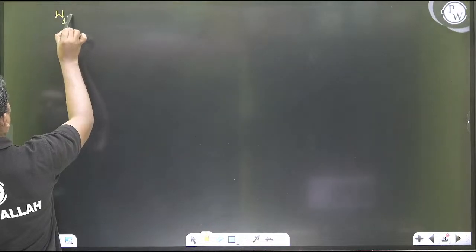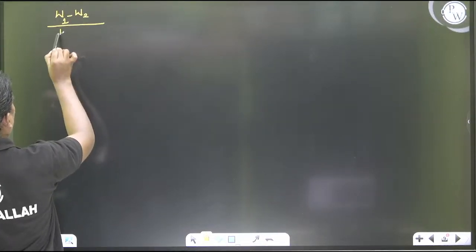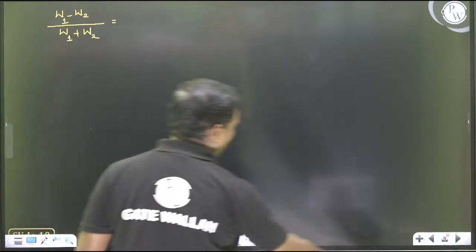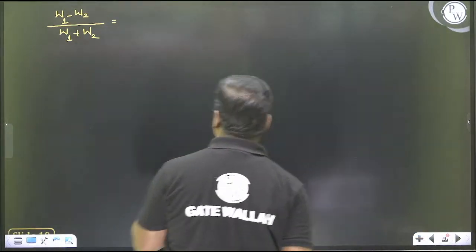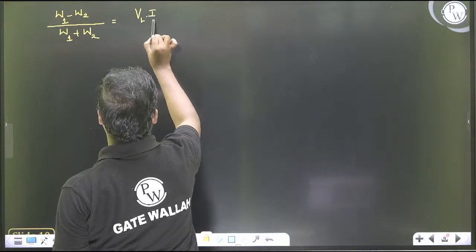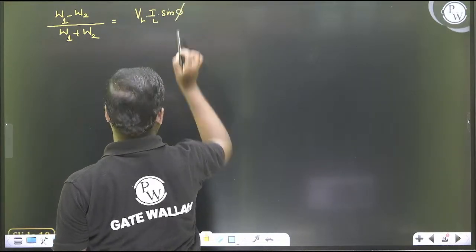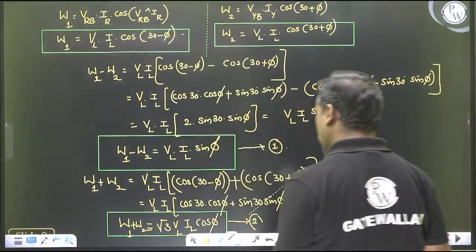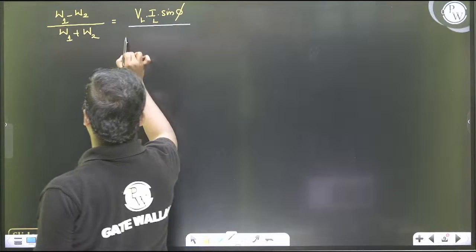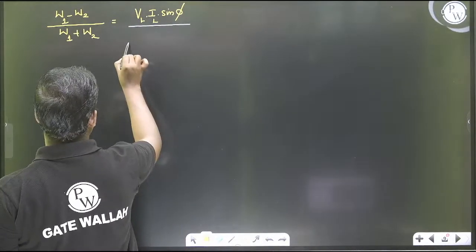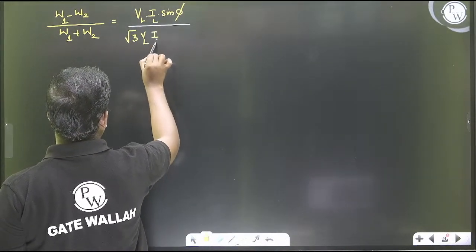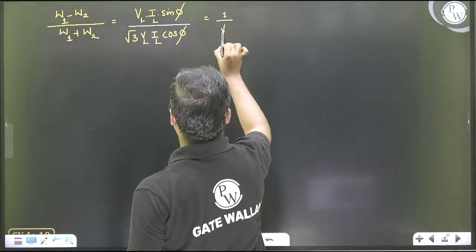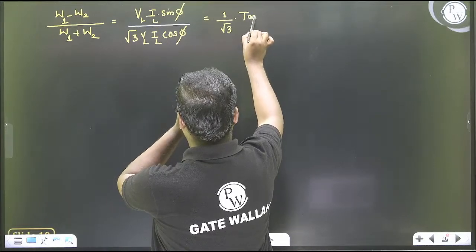W1 minus W2 by W1 minus W2 करें तो क्या होगा? सो W1 माइनस W2 की एक्सप्रेशन क्या आएगा, VLIL sin phi आ गया. So this is VLIL sin phi. Next W1 प्लस W2 क्या आएगा, √3 VLIL cos phi आ गया. √3 VLIL cos. तो क्या होगा, this will become 1 by √3 into tan phi.